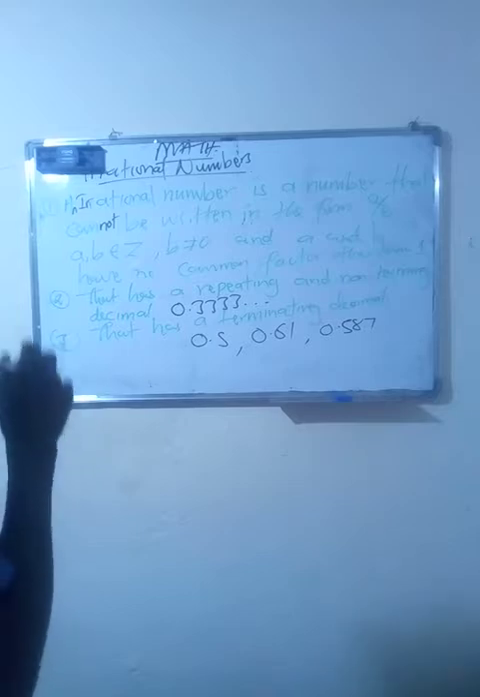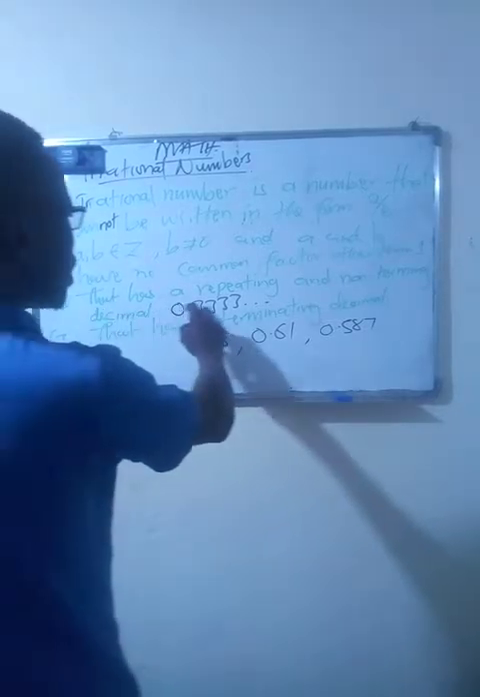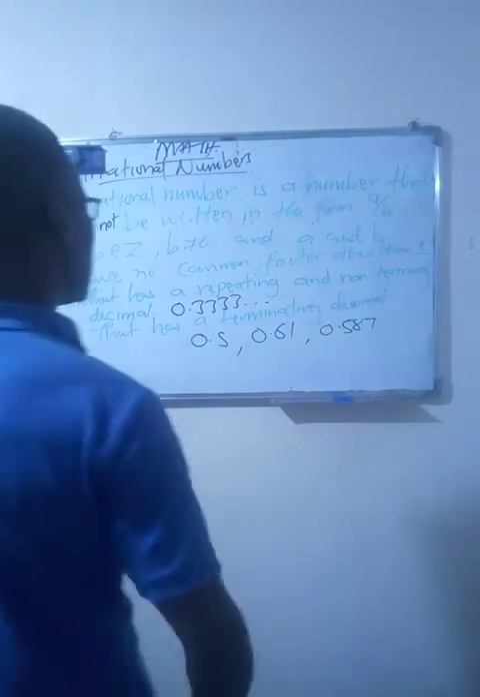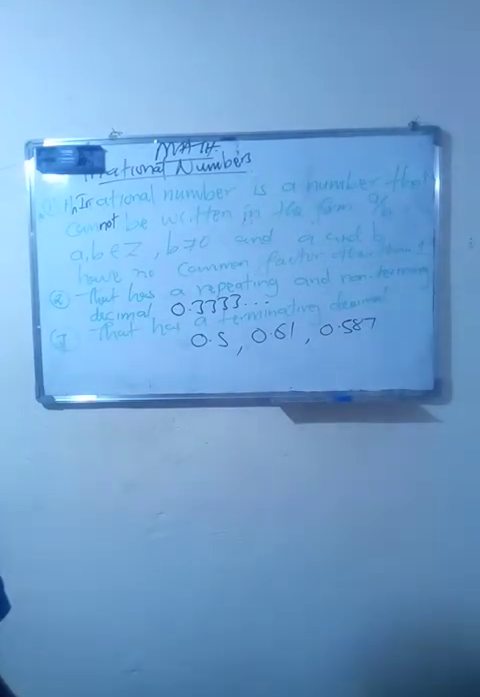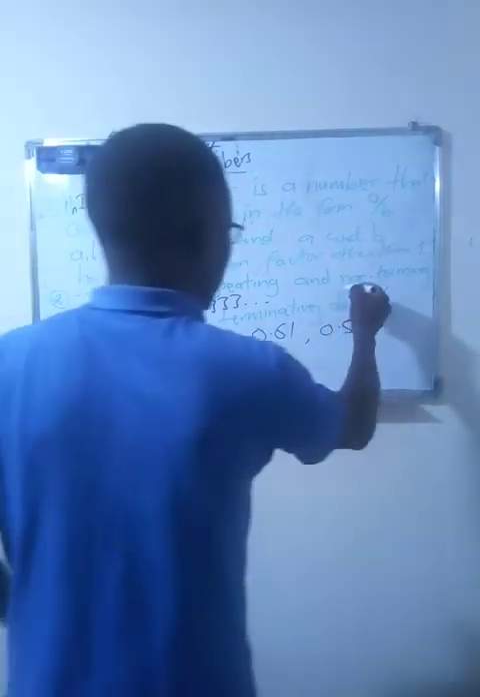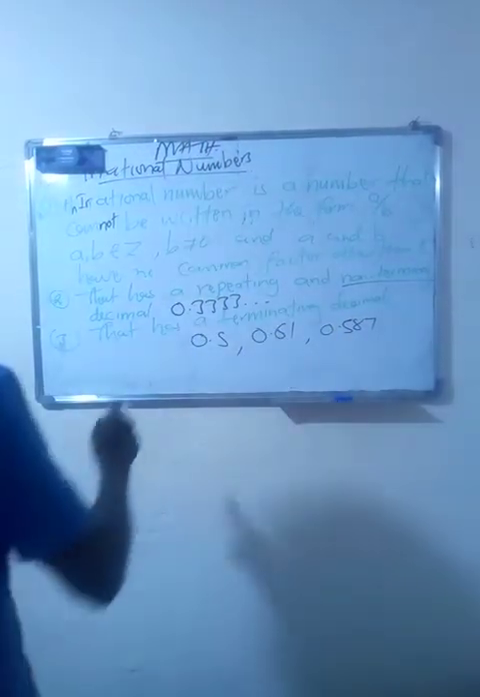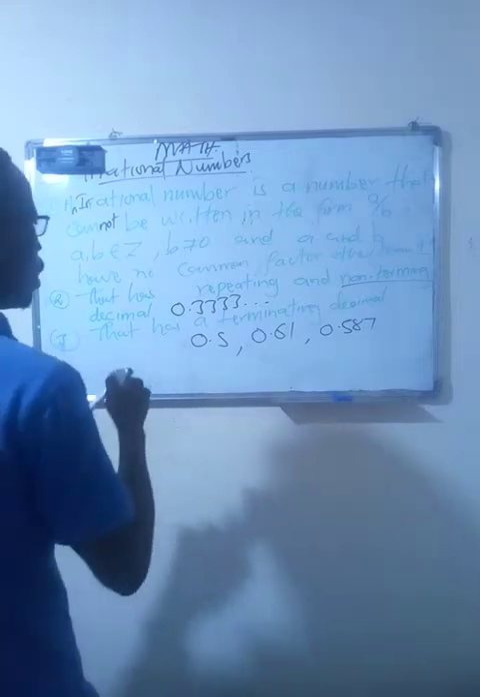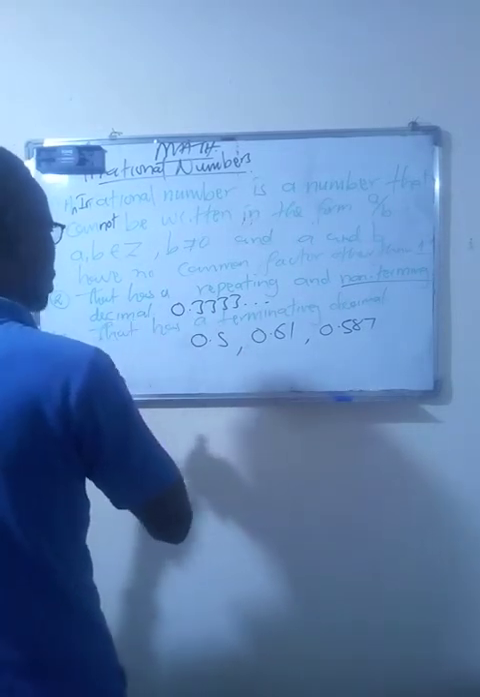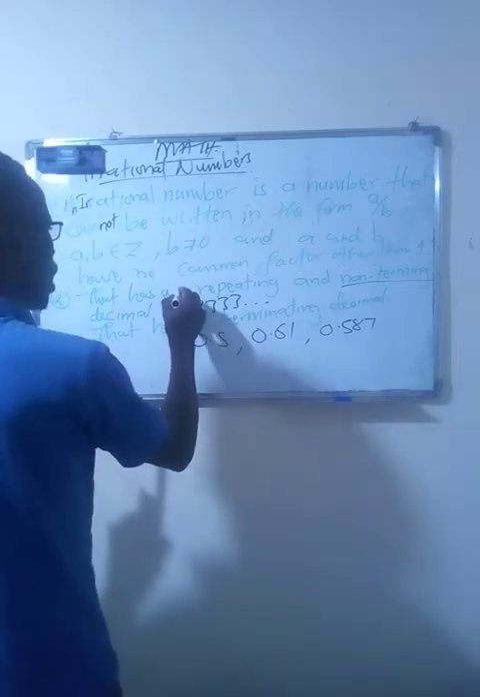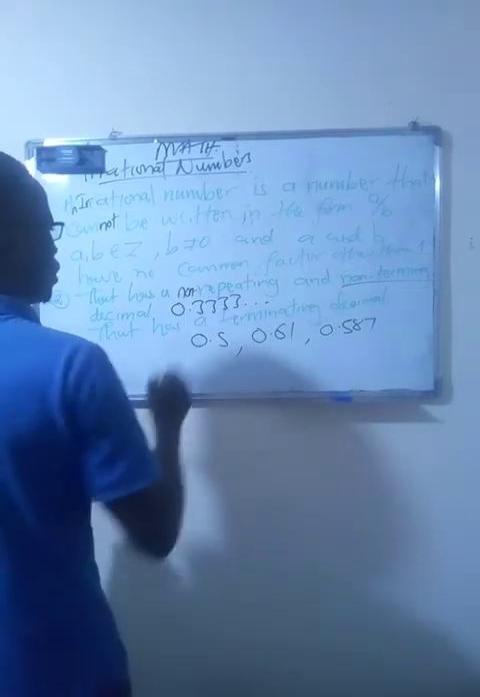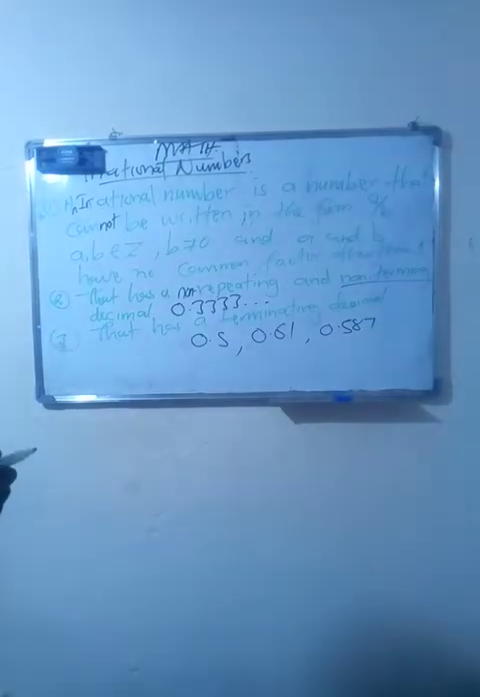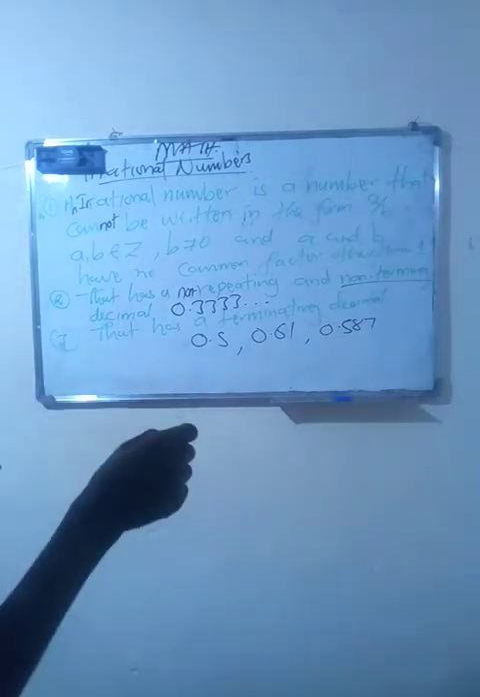Then we say that it's a number. Here we're saying that it's a number that has a repeating and non-terminating decimal. So we're simply going to say that it's a number that has a non-repeating and non-terminating decimal. So this part is going to remain just like that. Okay. That has a non-repeating and non-terminating decimal.